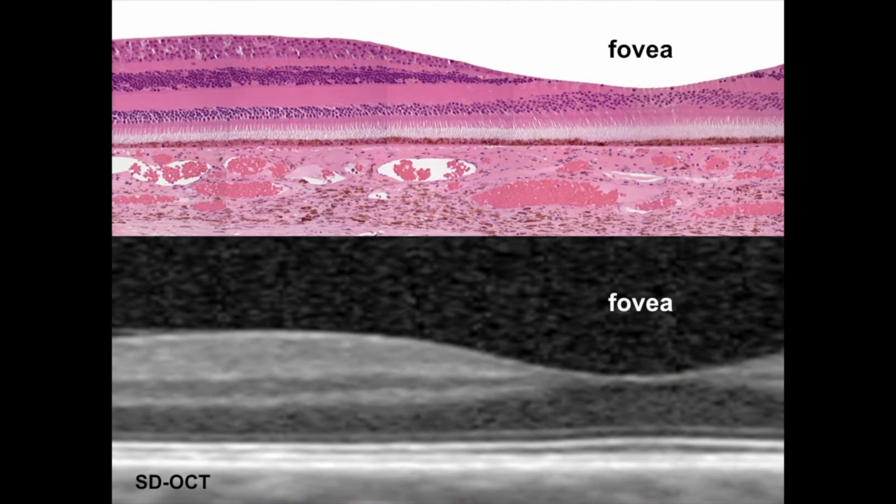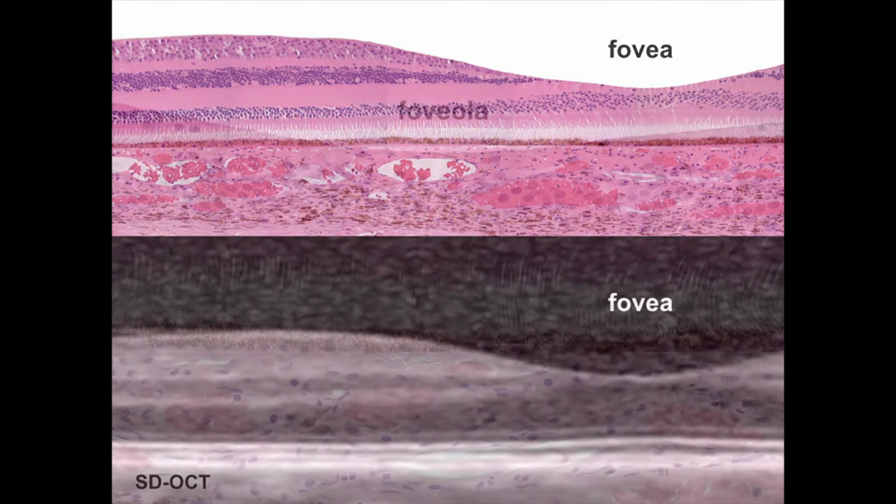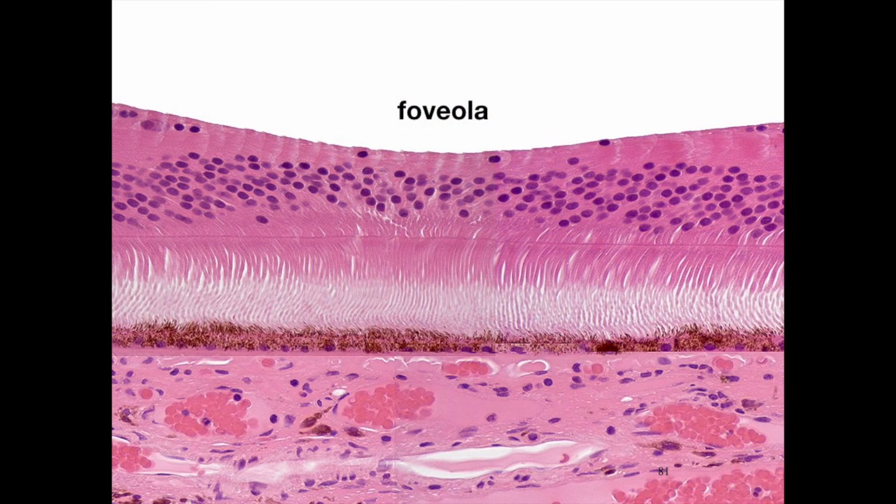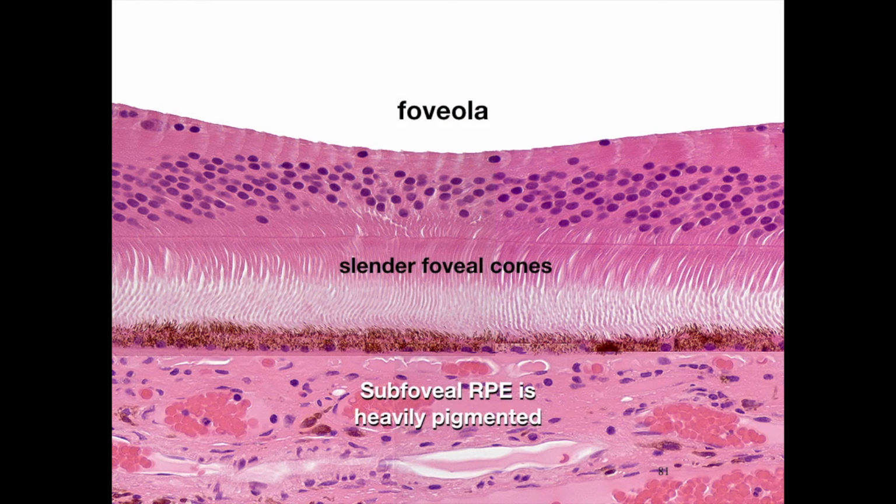The fovea of the same patient is imaged by spectral domain optical coherence tomography and histology in this pair of photos. The layers in the OCT are generated by mathematical algorithms and do not correspond exactly with the layers seen in the histologic section. A single layer of outer retinal cells forms the floor of the fovea. The layer of outer retinal cells forming the floor of the fovea is composed of a tightly packed array of slender modified cones. The retinal pigment epithelium beneath the fovea is heavily pigmented.